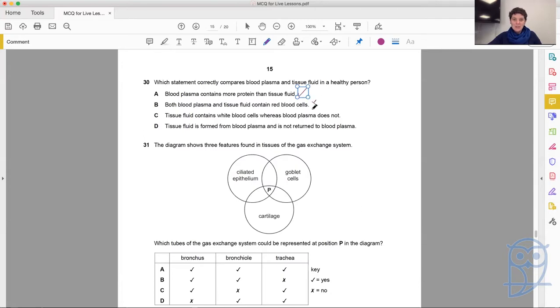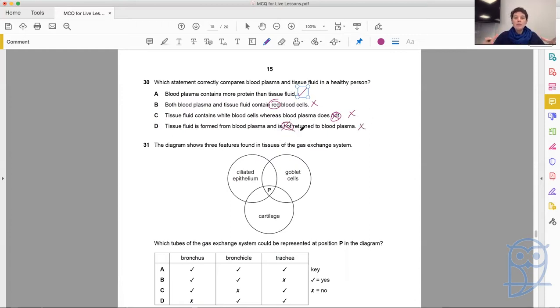Both blood plasma and tissue fluid contain red blood cells. Absolutely not. Those red blood cells are only in the plasma. Tissue fluid contains white blood cells, whereas blood plasma does not. That's also incorrect, because blood plasma does have white blood cells. Tissue fluid is formed from blood plasma and is not returned to blood plasma is also wrong, because it does.